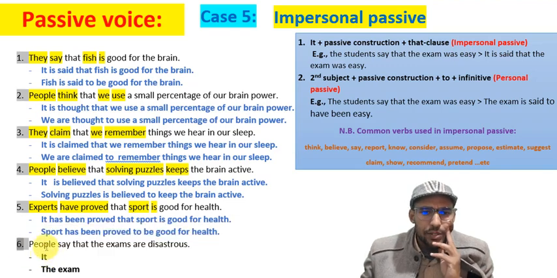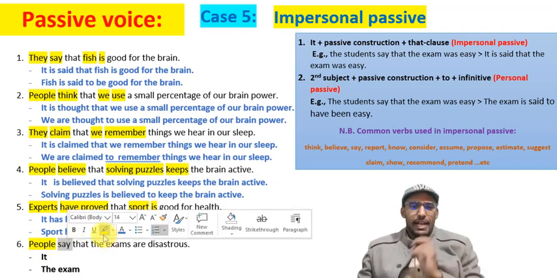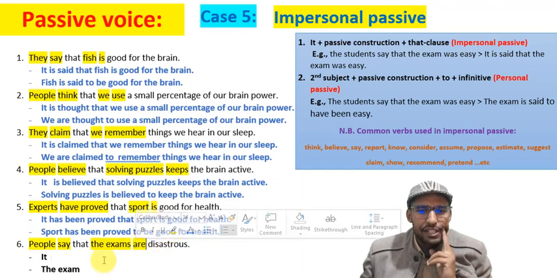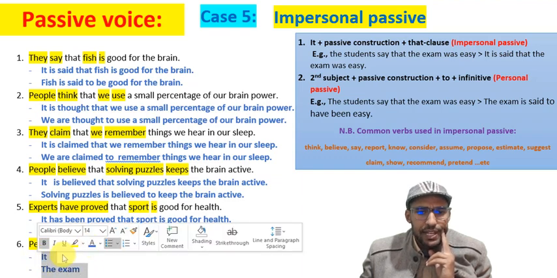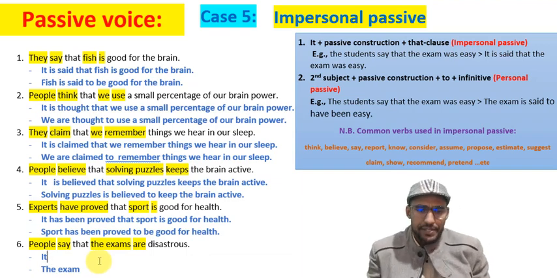Let's move to number 6 and the last example. People as usual here is the first subject, say is verb number 1, and we have the exams, this is the second subject, and we have are, the verb to be again, as the second verb. And let's start with the first suggestion.